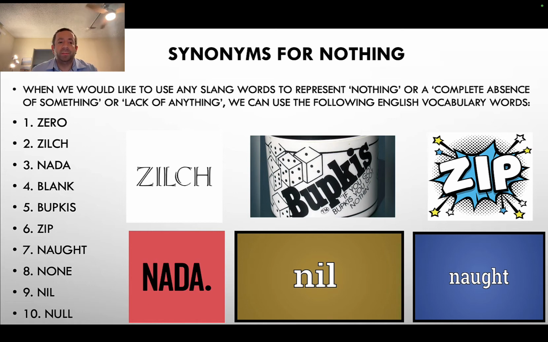So zero basically means starting from scratch, nothing. So that's basically another word to describe nothing. You have $0, you have 0 points. You have zero incentive to do your homework. So that's a few examples.